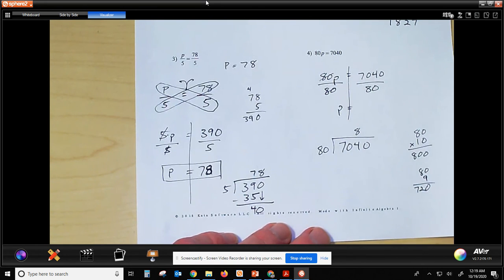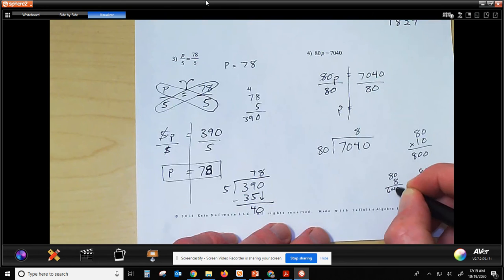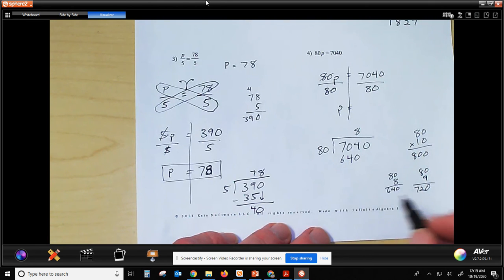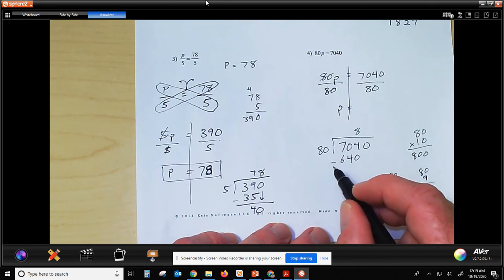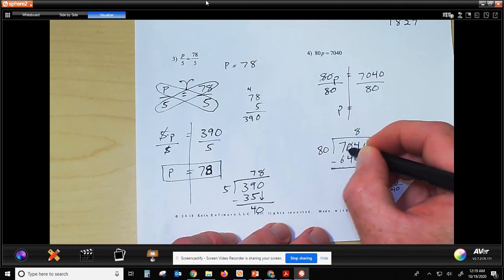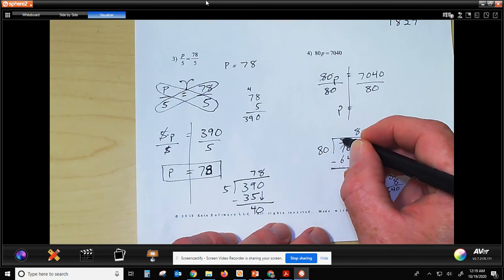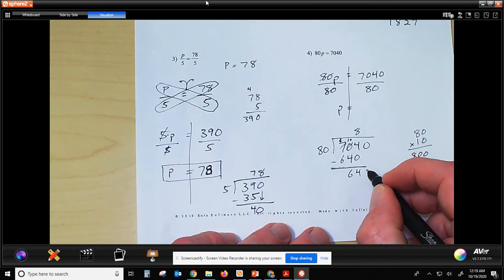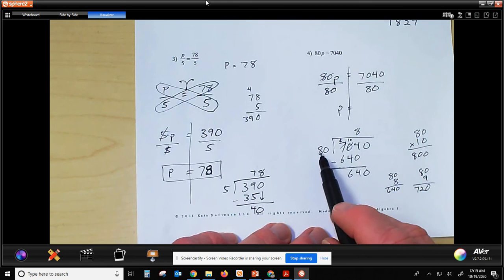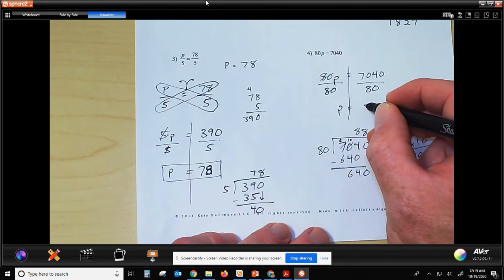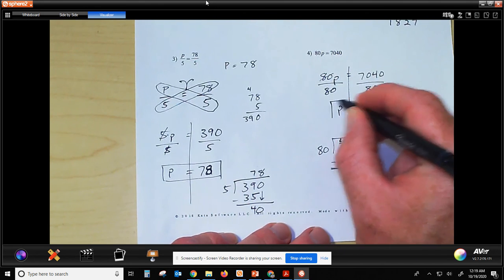80 times 8 is 640. These subtract. 0 from 4, 4. 4 from 0, can't do that. Make it a 10, borrow the 1. 4 from 10, 6. 6 from 6 is 0. Bring down that other one. Hey, that's the same number. 80 goes into 640. We know that 8 times. P is equal to 88.